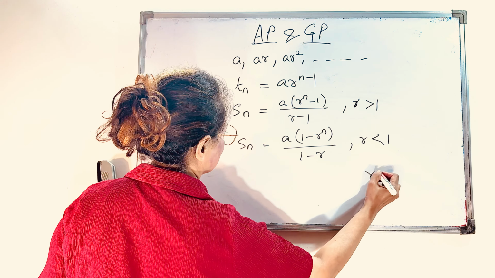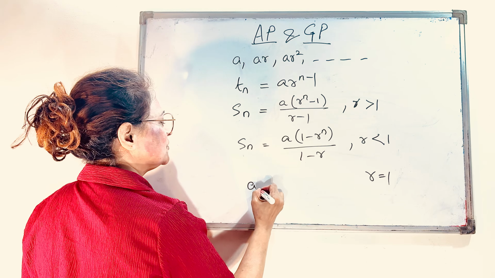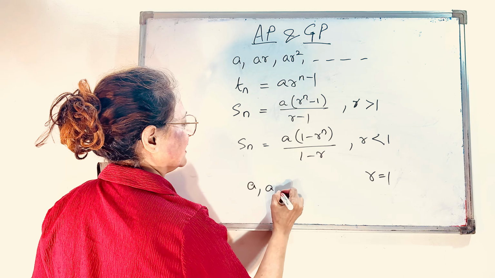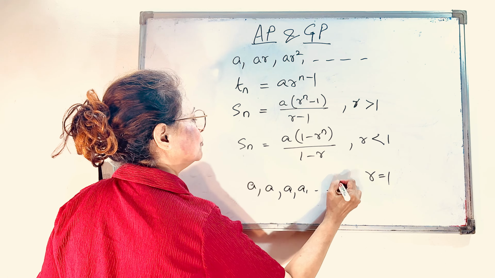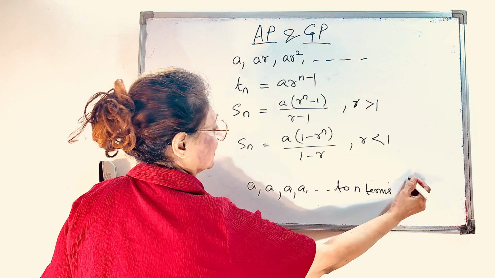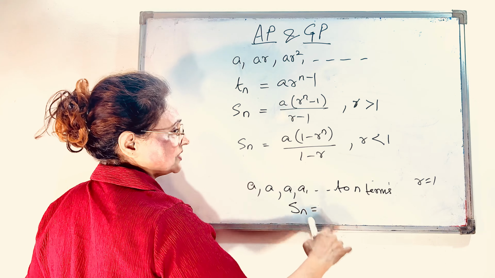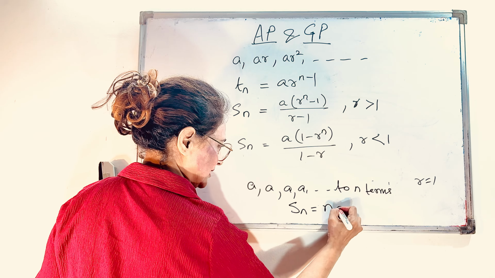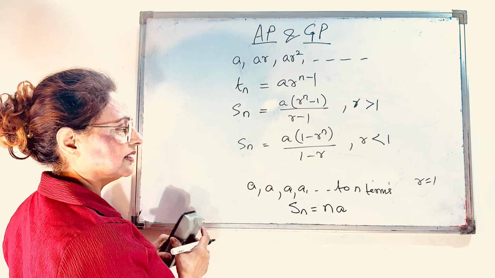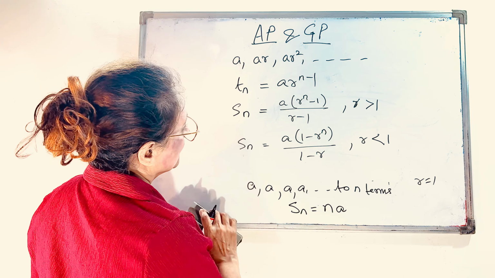So what happens when R is 1? When R is 1, the first term is A, then A into 1 is A, then A, then A, n terms, right? Hence the sum of n terms, A plus A plus A, n times, is nA. Clear?